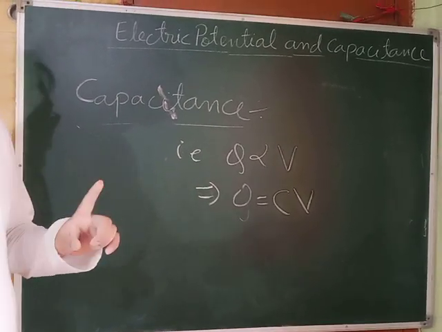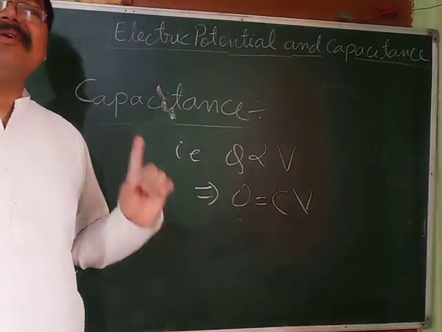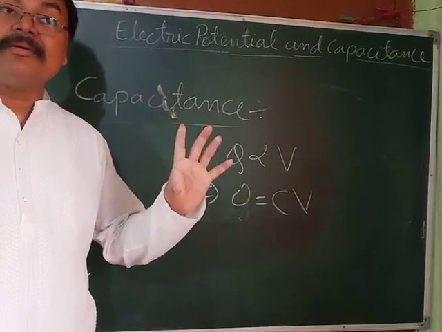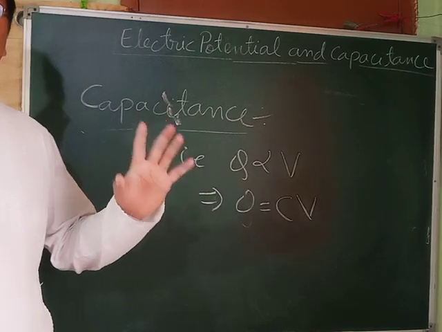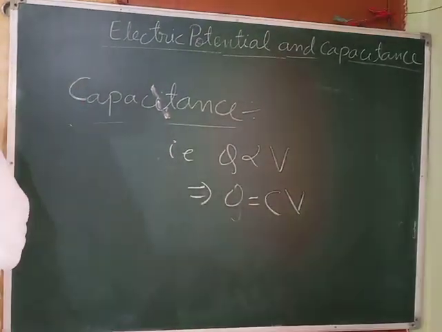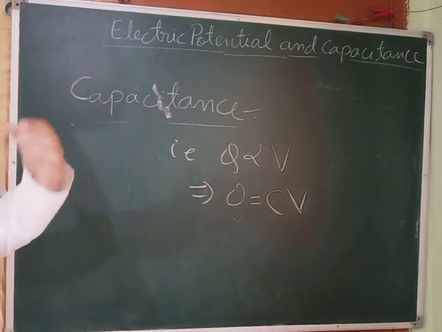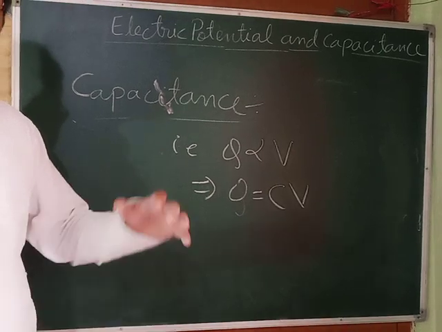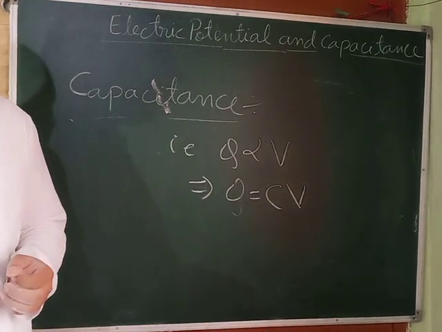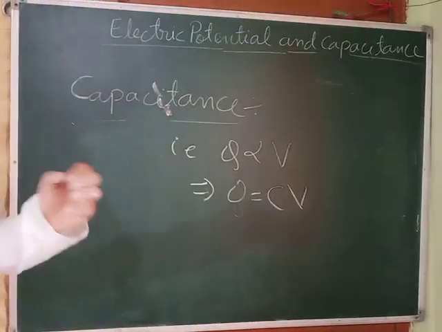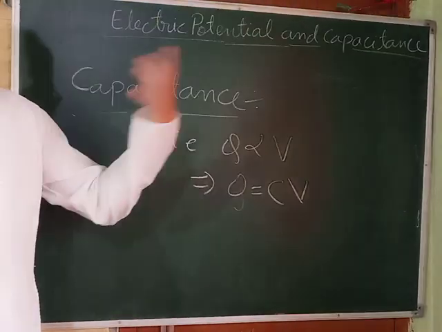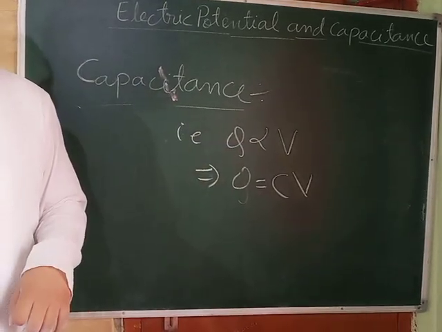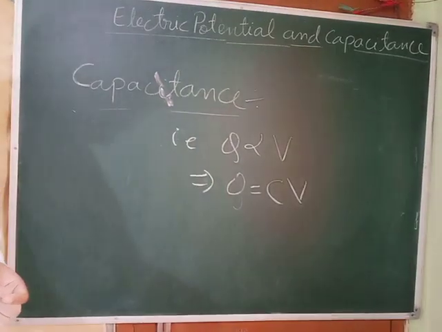Capacitance of a conductor or device depends on the geometry of the conductor or device. Okay. Capacitance depends on geometry. It's not going to depend on the charge or the potential difference. If it is a sphere, then it will depend on the radius of the sphere. If the radius is larger, then capacitance is larger. If the radius is smaller, then capacitance is smaller. Okay, so that happens.